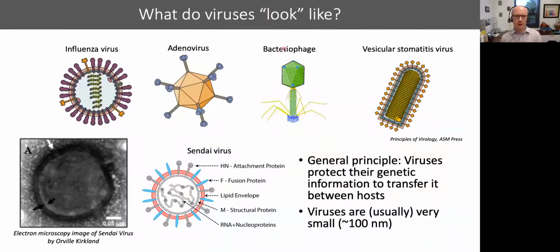The reason I put look in quotes is because 100 nanometers is actually smaller than the wavelength of visible light. So what something looks like at this size scale doesn't even really make sense as a question. We can quote unquote see viruses by using microscopes that use electrons rather than visible light. And then we get these grainy images such as this one of Sendai virus that was taken by one of my thesis students.